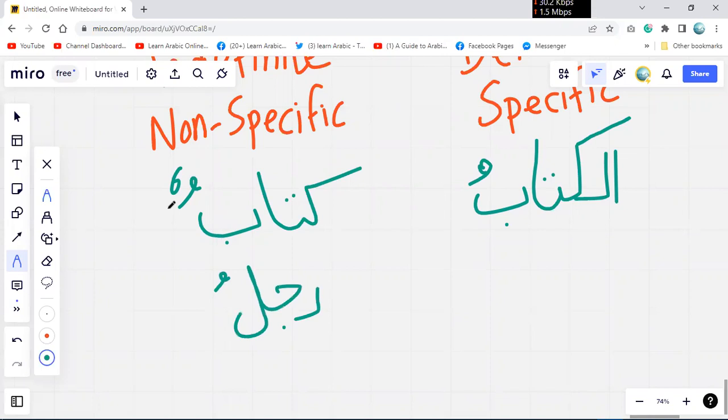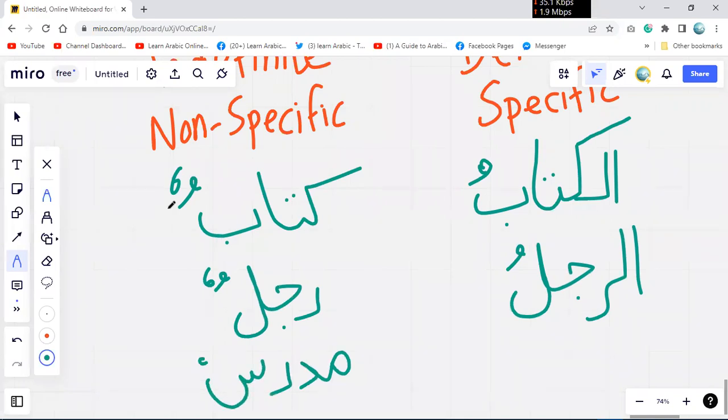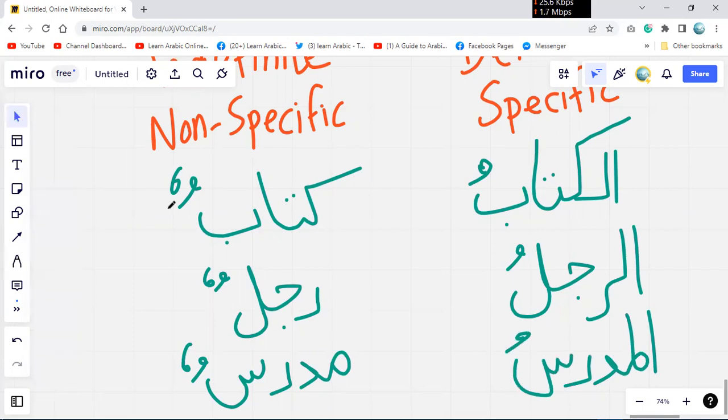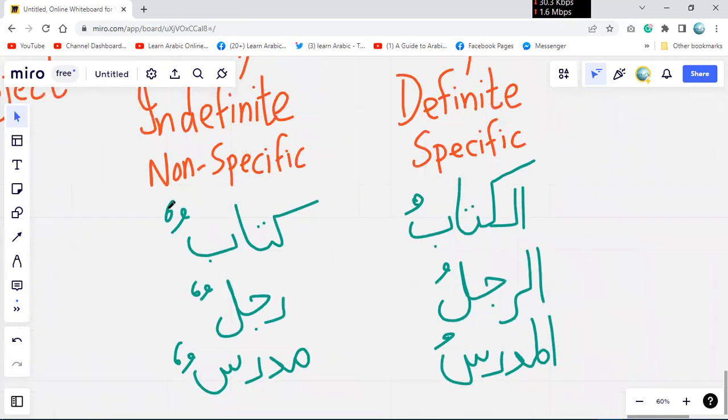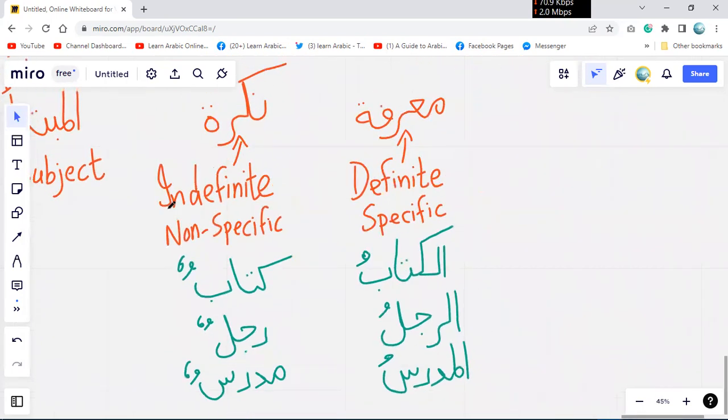Rajulun, a man, but when we add Alif Lam it becomes Marifa, Ar-Rajul. Mudarris, a teacher, is a Nakira word, but when we add Alif Lam it becomes Marifa, Al-Mudarris, okay? So there are many types of Marifa. For the time being, we will only study this one, that whenever we add Alif Lam to a noun, it becomes Marifa. So these words are Nakira, and these words are Marifa.